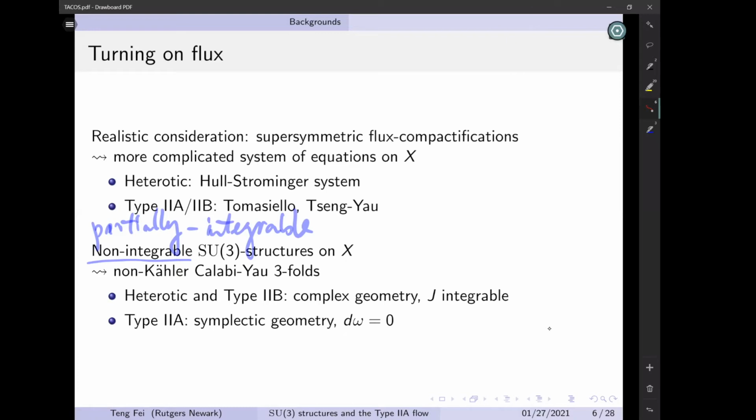Okay, and also you know that there's a mirror symmetry between type IIA and type IIB, which relates the symplectic geometry and the complex geometry. Okay, so this is the rough idea of how SU3 structures show up in superstring theory. In particular, if you allow flux compactifications, you'll get some non-integrable SU3 structures.